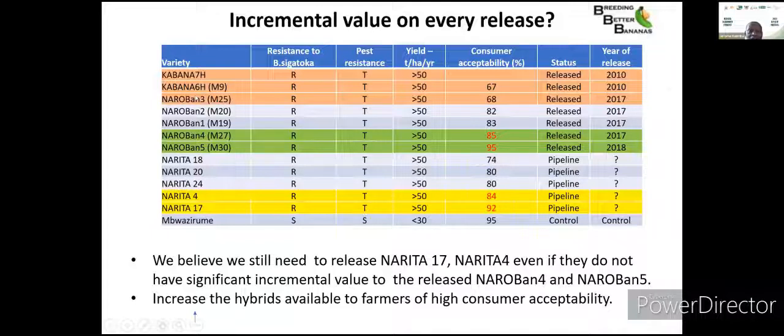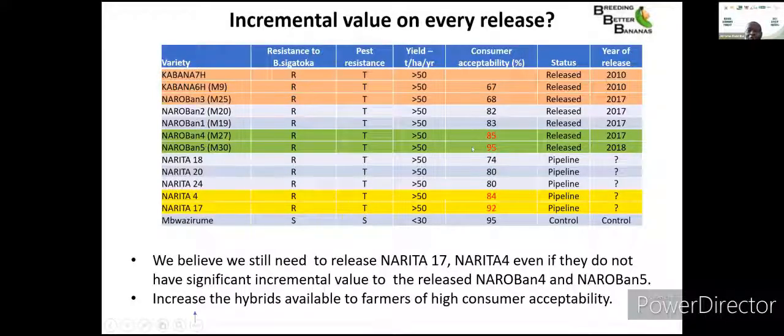Then this one, M9, 67%. But this is not very good. So for the other ones that we released later, while we continued looking for resistance to sigatoka and tolerance to pests, the yield was all over 50 tons per hectare per year, about 5 times more than the ones we were improving. But progressively, you can see that the acceptability was increasing. Now, this group had about 80%. The most recent that we released had 95%.